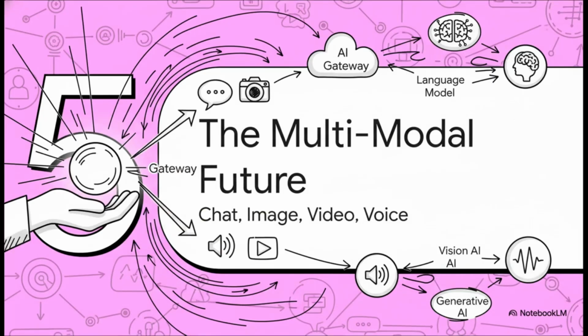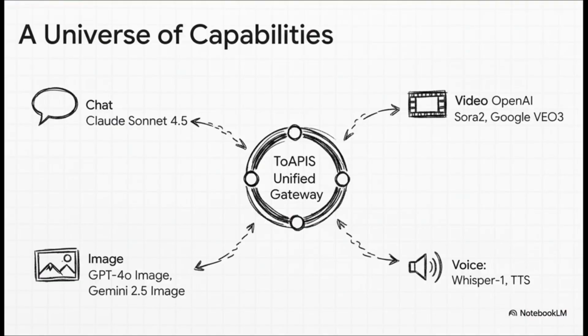So far, we've been talking a lot about text in chat models, right? But this whole unified approach, it goes way beyond just text. We're living in a multimodal future now, and a real unified gateway has to be able to handle all of it. And yeah, ToAPIs does.